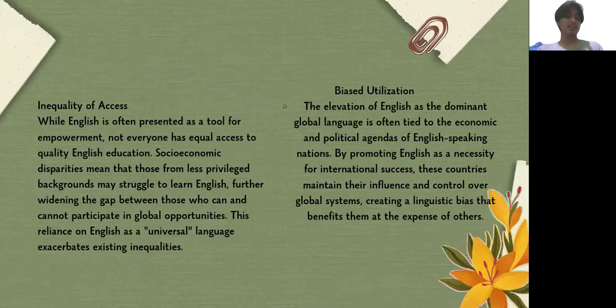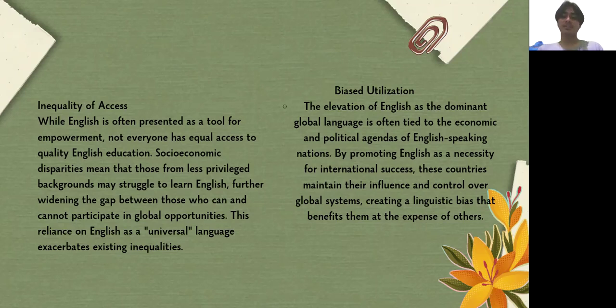And second is inequality of access. While English is often presented as a tool for empowerment, not everyone has equal access to quality English education. Socioeconomic disparities mean that those from less privileged backgrounds may struggle to learn English, further widening the gap between those who can and cannot participate in global opportunities. This reliance on English as a universal language exacerbates existing inequalities.